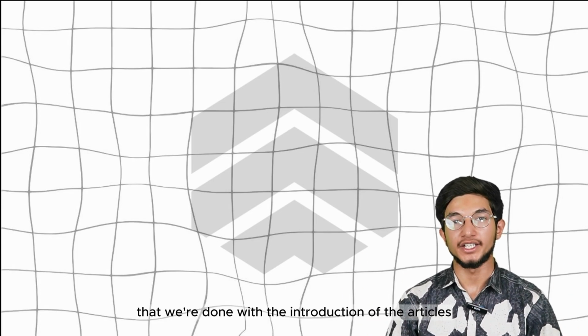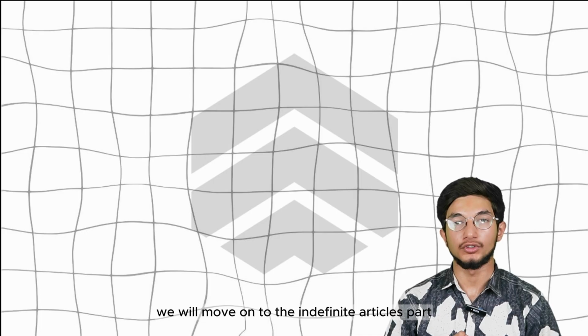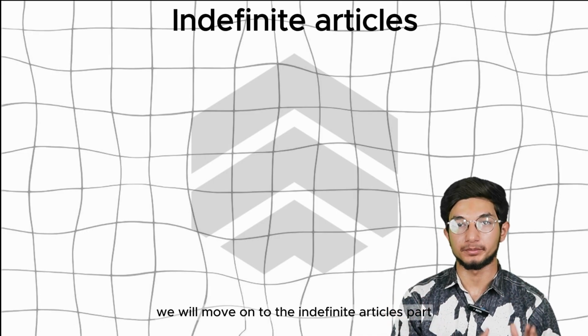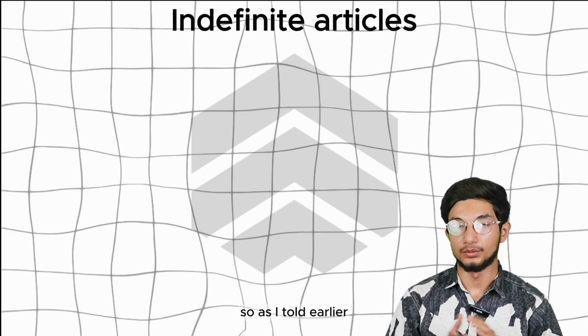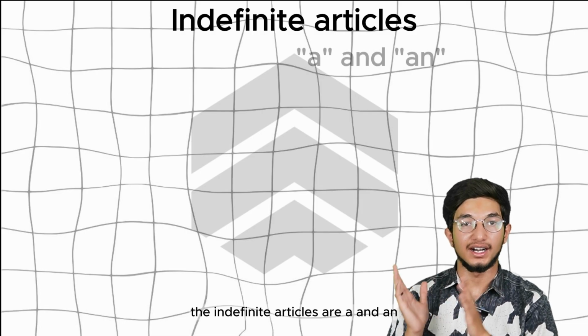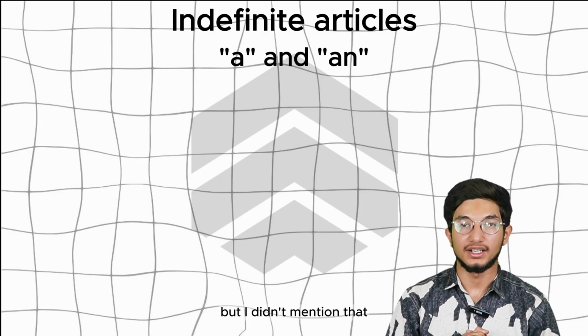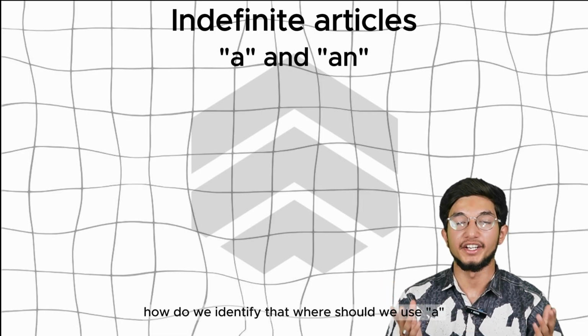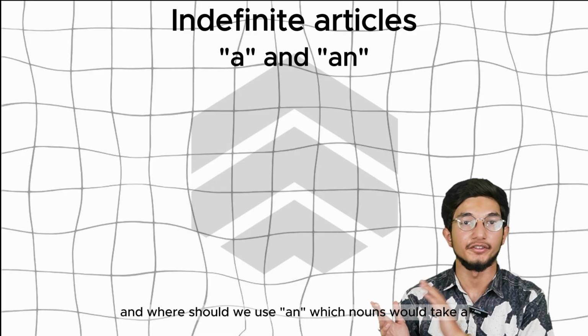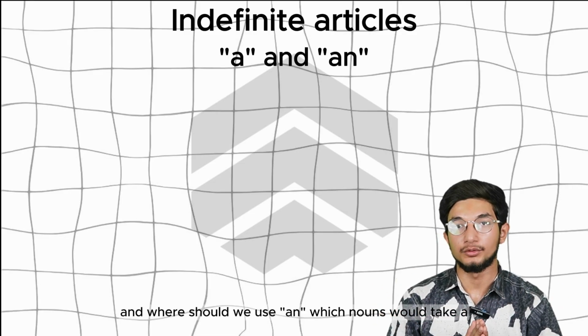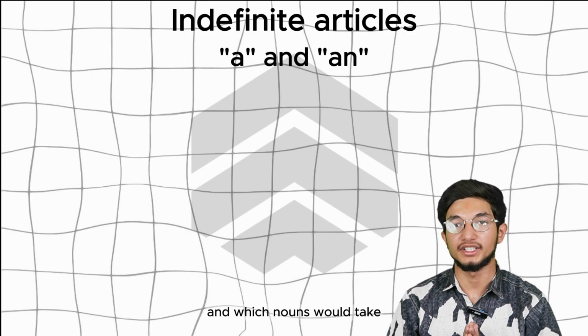Now that we're done with the introduction of the articles, we will move on to the indefinite articles part. As I told earlier, the indefinite articles are a and an. But I didn't mention how we identify where we should use a and where we should use an. Which nouns would take a and which nouns would take an.